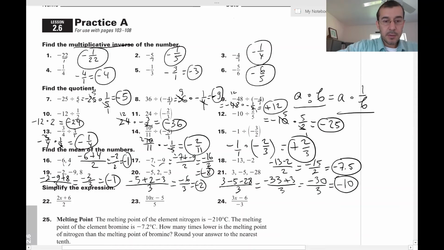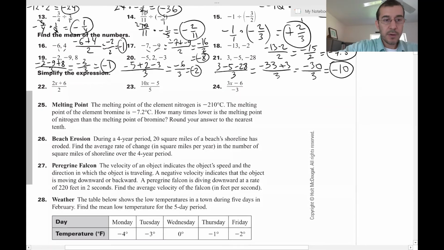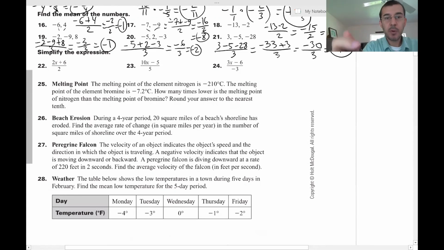And now about 1, 2, 3, 4 textual problems. 25, melting point. The melting point of the element nitrogen is minus 210 Celsius. The melting point of the element bromine is minus 7.2 Celsius. How many times lower is the melting point of nitrogen than the melting point of bromine? So it would be minus 210 over minus 7.2. Round your answer to the nearest tenth.